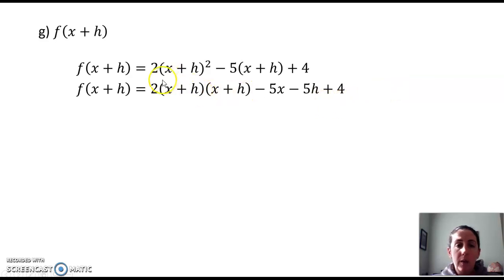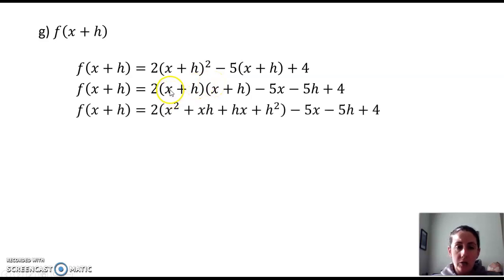We've seen something like this before, where we either distribute the x plus h times x plus h first and then distribute the 2, or distribute the 2 first and then distribute the 2 groups together. I chose to distribute the x plus h times x plus h, so x times x is x squared, x times h is xh, h times x is hx, and h times h is h squared.